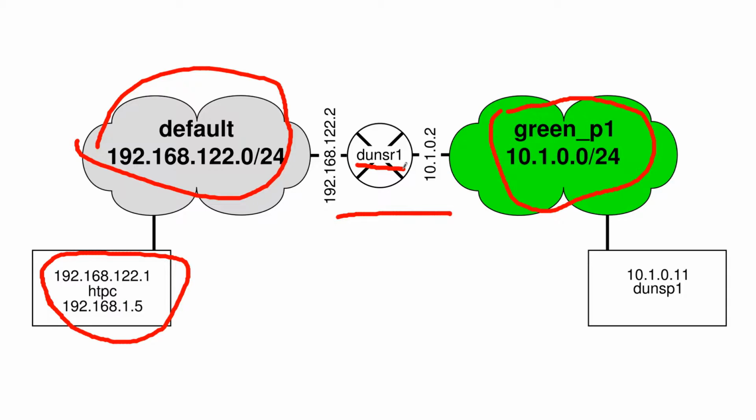It's called DUN-SR1. So on the right corner we have an isolated system which is only connected to the green network, and we want to reach this system from our host. So how do we get there? Well, since the host doesn't have a route to this machine, we need to create a static route that makes it possible to send IP packets this way.